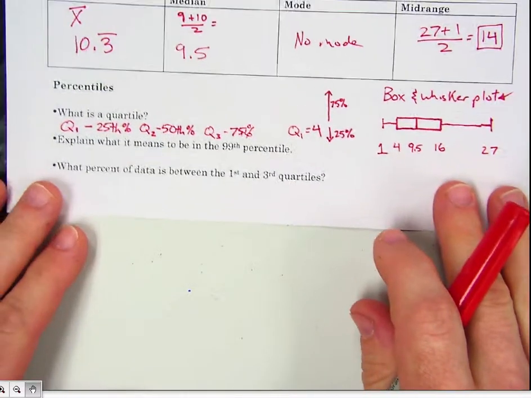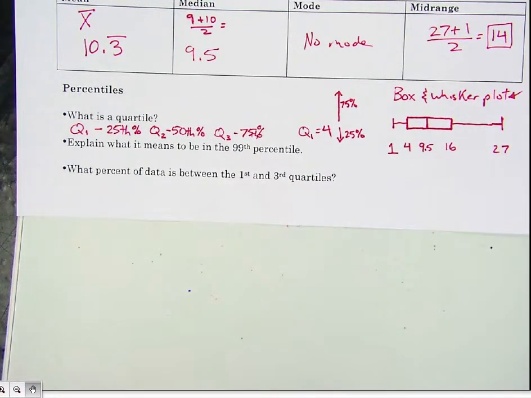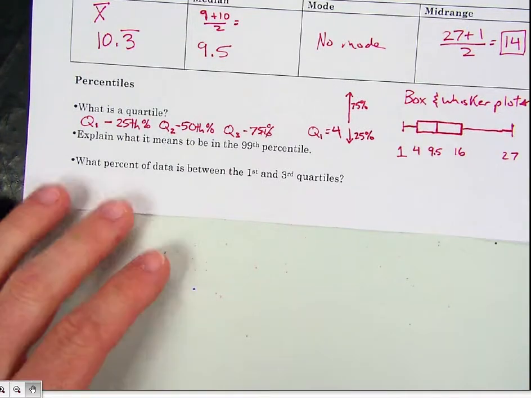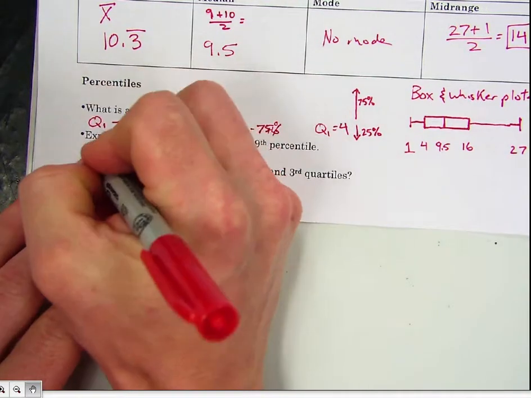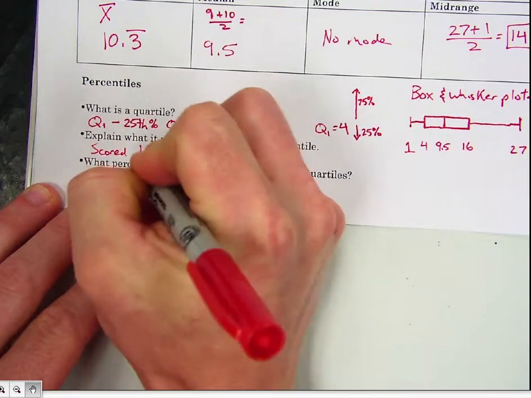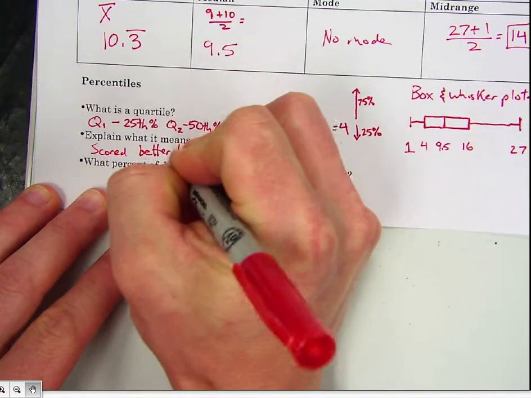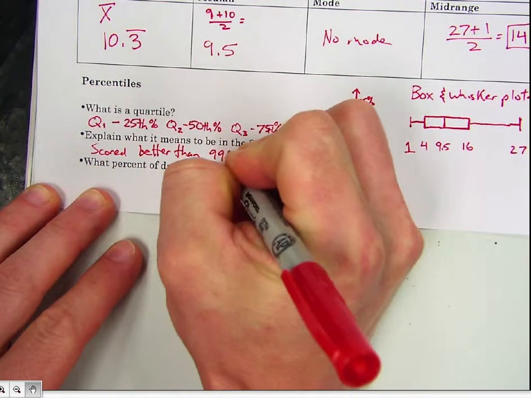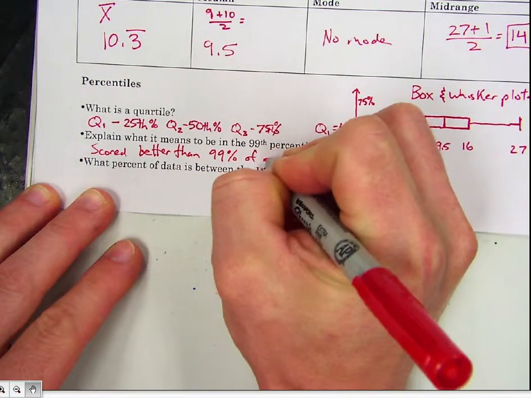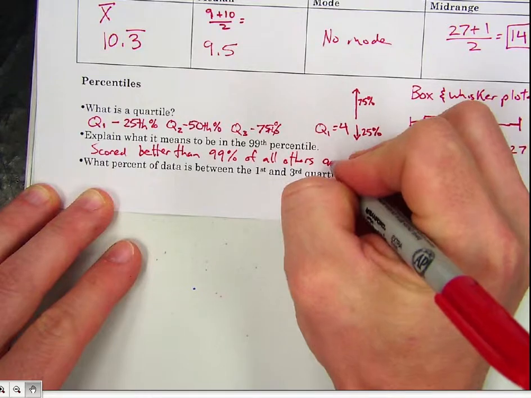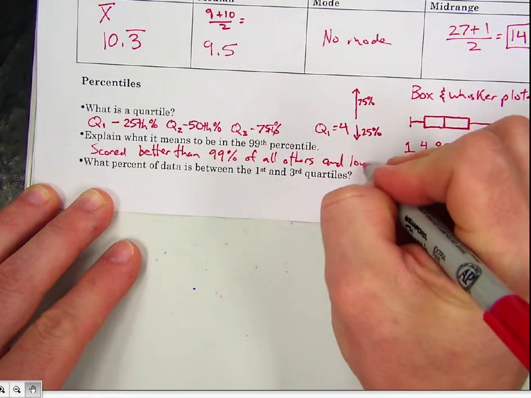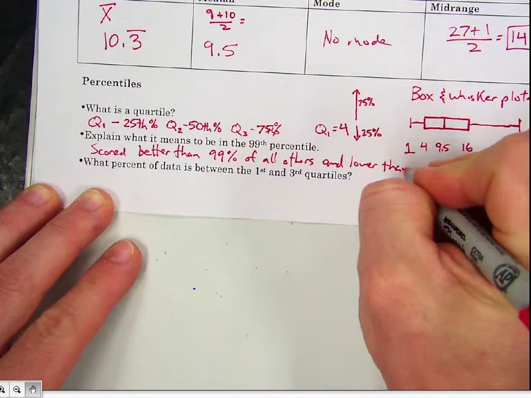So just a couple quick questions here. Explain what it means to be in the 99th percentile. Let's say we're talking about a test. This would mean that you scored better than 99% of all others and lower than only 1%.